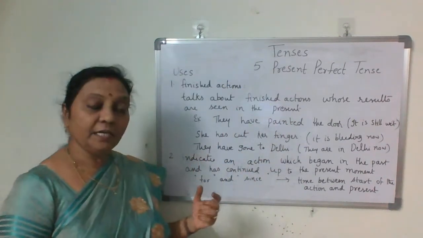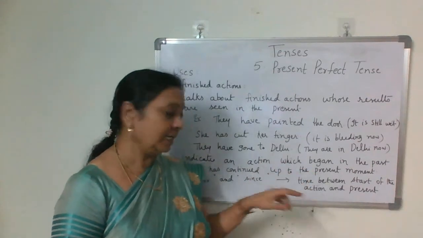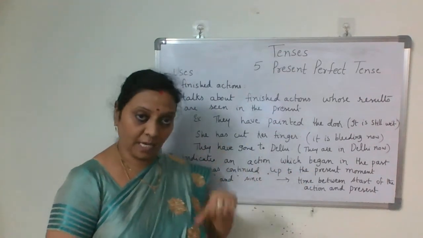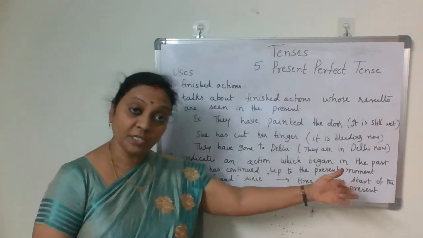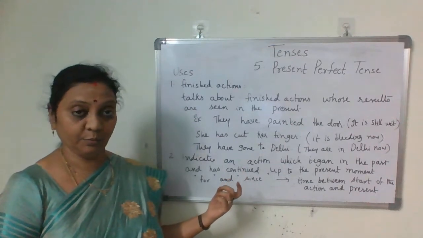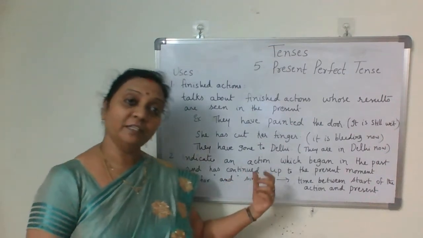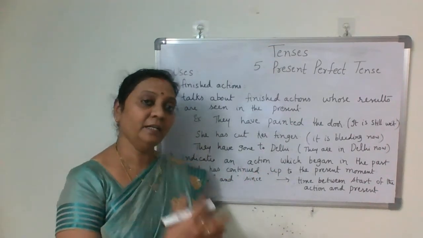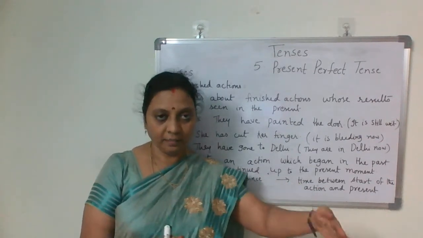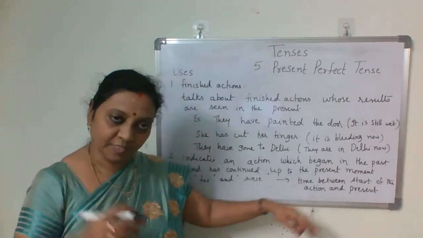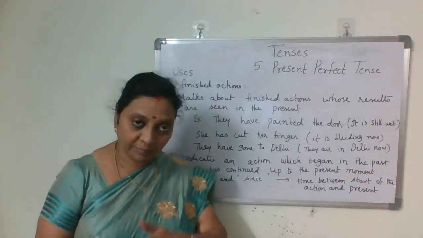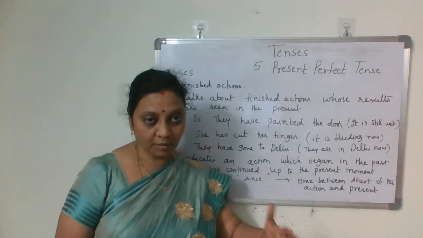Second one, it indicates an action which began in the past and has continued up to the present time. Here in this case, we use two expressions, for and since. For and since. Time between the start of the action and the present time. When it started, in which year, which time, which day, from that period up to the present.